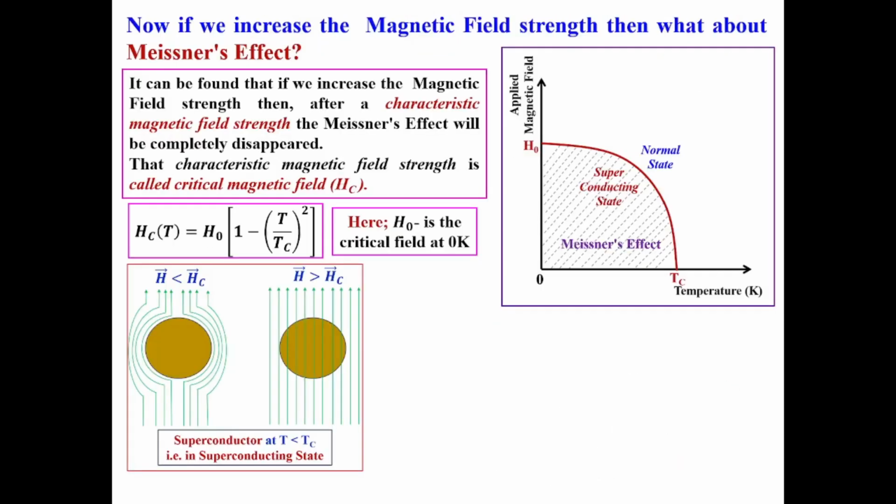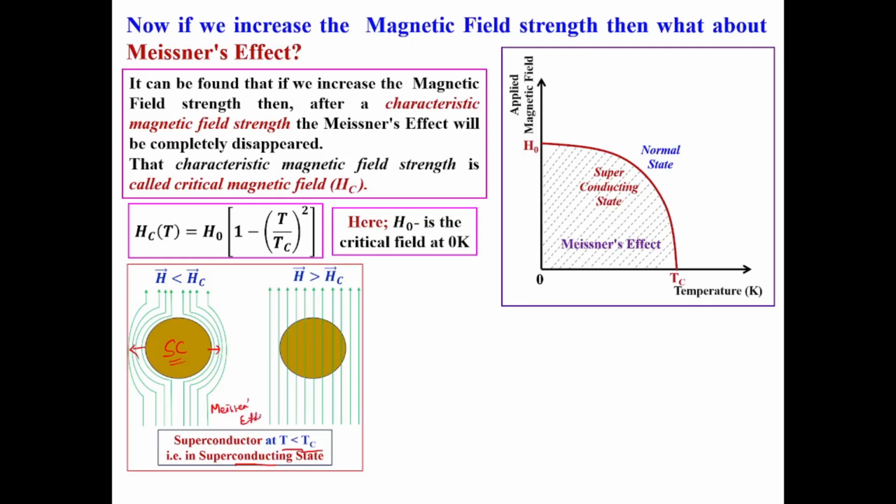In this class, we are going to discuss the critical magnetic field. What if we increase the magnetic field strength, then what about the Meissner effect? In our previous classes, we discussed, suppose this is a superconductor at T less than Tc, or in the superconducting state. Then if we apply a magnetic field, it will expel the magnetic field like this. This is your Meissner effect.